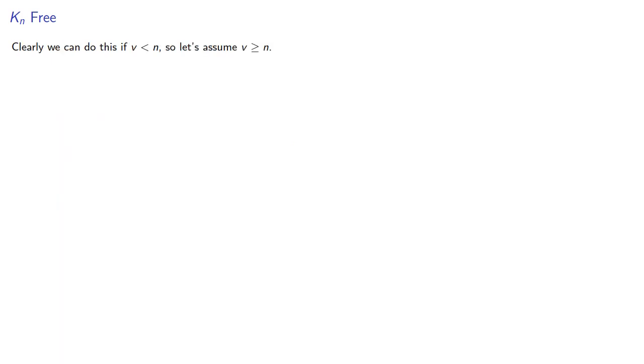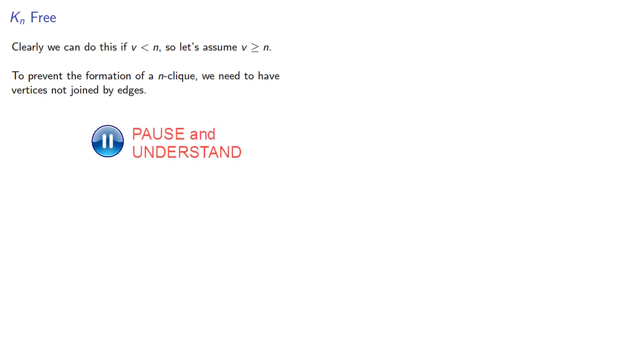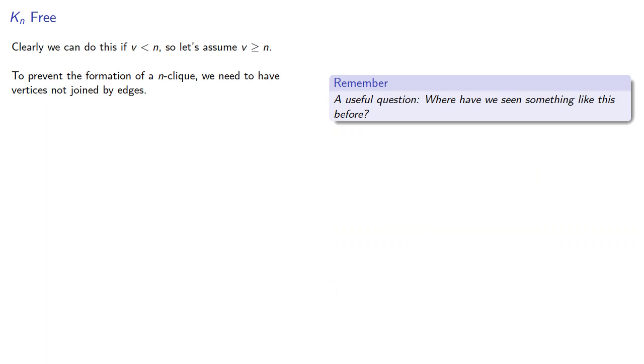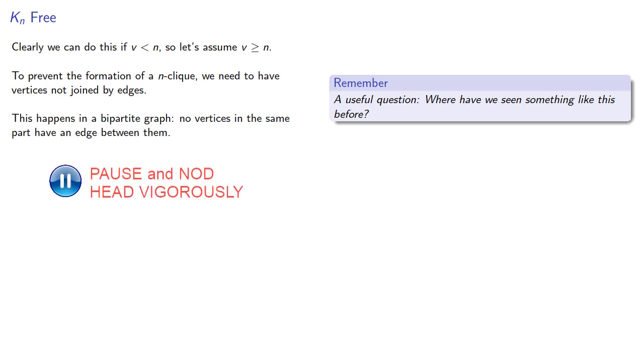Clearly, we could do this if the number of vertices is less than n, so let's assume we have at least n vertices. To prevent the formation of an n-clique, we need to have vertices not joined by edges. And a useful question: where have we seen something like this before? And this actually happens in a bipartite graph. No vertices in the same part have an edge between them.